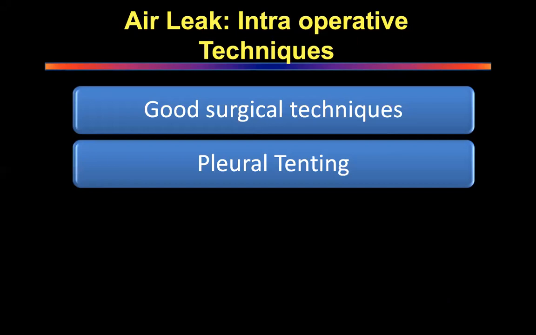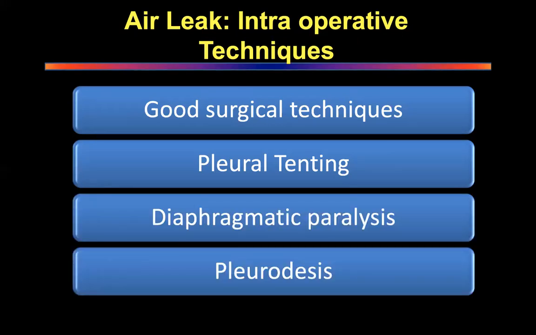So intraoperative techniques, sorry, where was I? I was talking about the bubble test. So good surgical technique is absolutely mandatory. Good surgical technique, and then other options available to you are pleural tenting, diaphragmatic paralysis, and pleurodesis. And I'll talk about this in a minute. Let's go through good surgical techniques first.